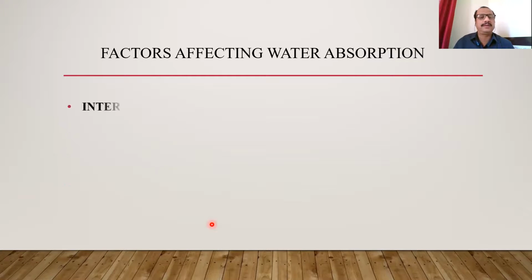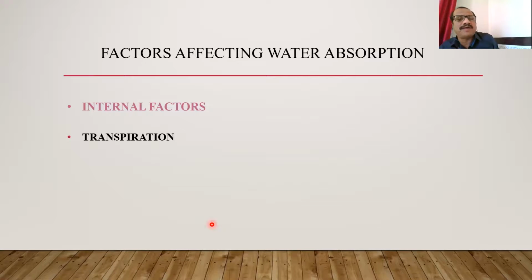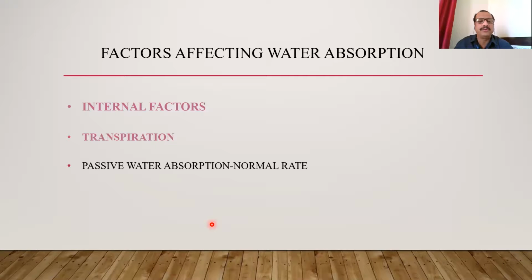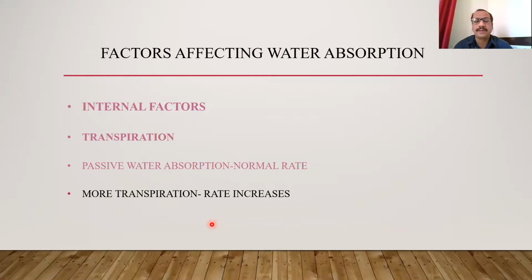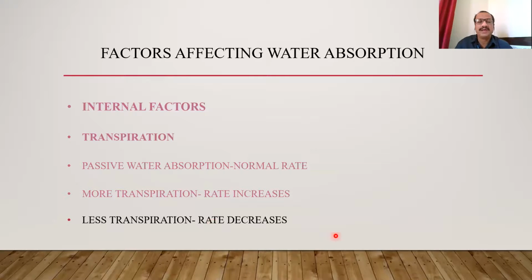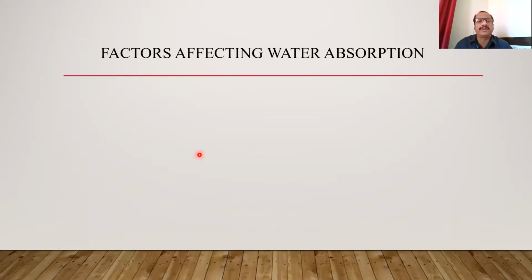Internal factors. The first important internal factor, as we have just discussed in the passive method of water absorption, is that the rate of transpiration is directly proportional to the rate of water absorption. That means the more the transpiration, the more will be the rate of water absorption, and with less transpiration, there will be a decrease in the rate of water absorption, especially in the passive method, which is the main or chief method of water absorption in the plant body. So this factor has a direct correlation with the process of water absorption in plants.